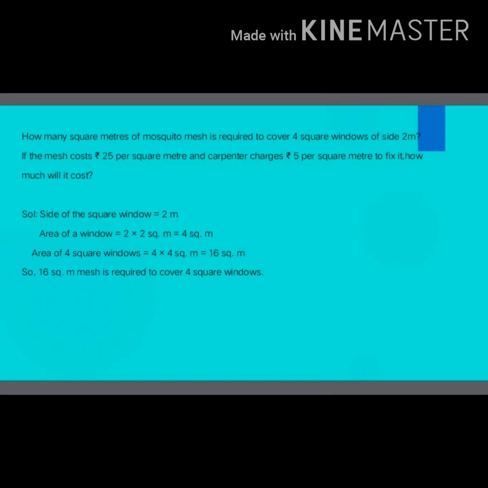For 1 square meter overall I will need rupees 30. So for 16 square meter I will need how many? So we are talking about more in numbers, more square meter in number. So 16 multiplied by 30 will give me 480 rupees.